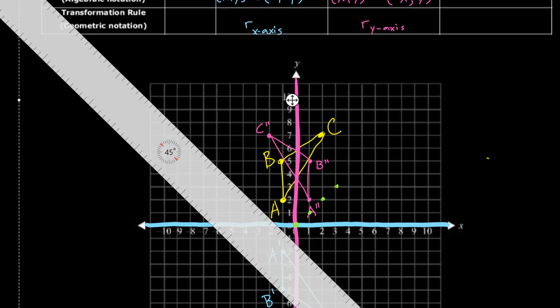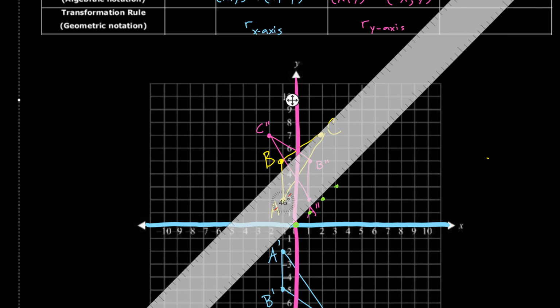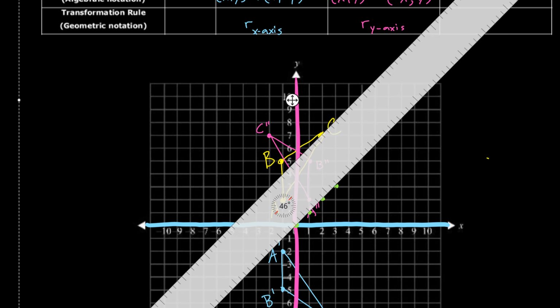All right. Then we just connect the points we graphed with a line.